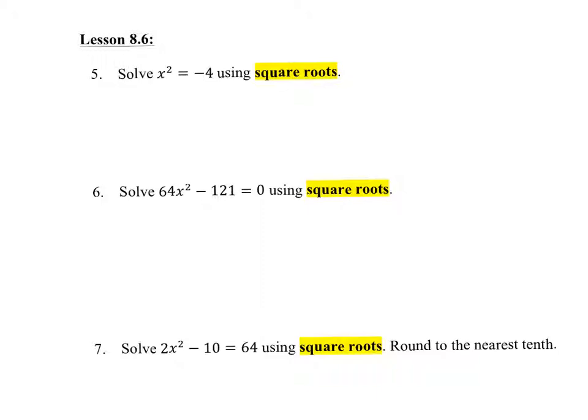So for number 5, when you take the square root of each one, you can't take the square root of a negative. Your calculator will give you like a domain error or syntax error or something like that. So it's no real solutions. We can put the no solution symbol, but I need you to know it's no real solutions.